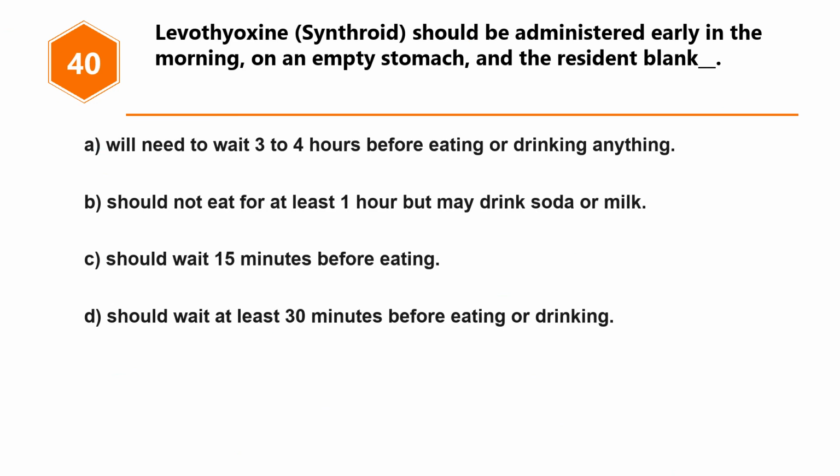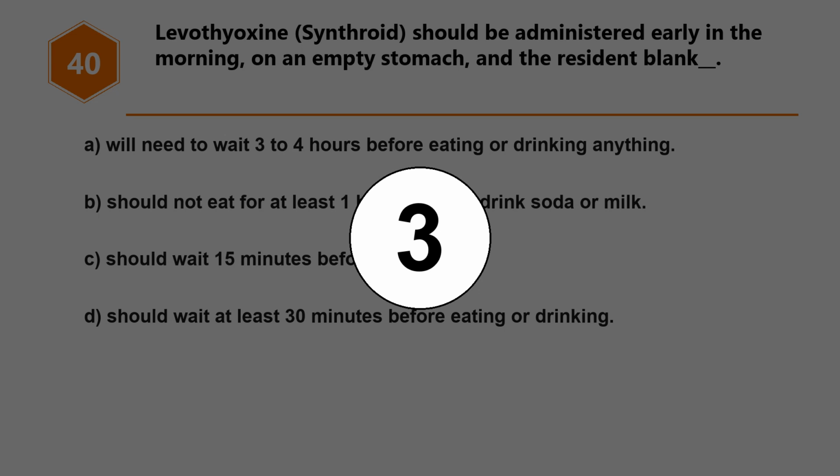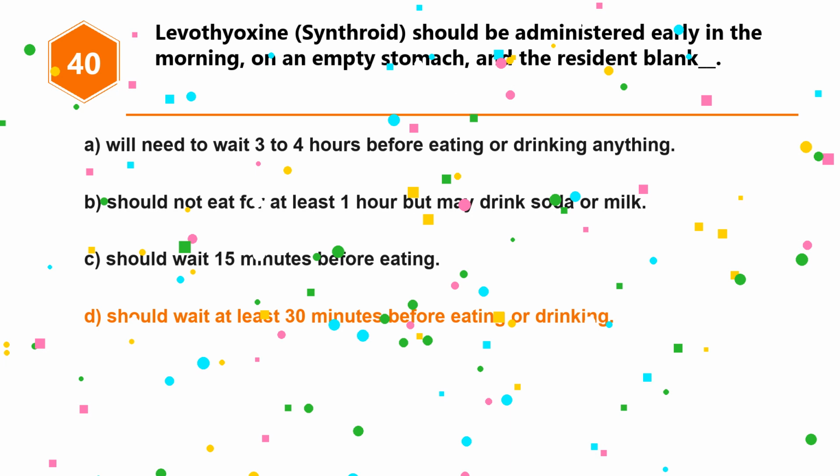Question 40. Levothyroxine, Synthroid, should be administered early in the morning, on an empty stomach, and the resident what? Option A, will need to wait 3 to 4 hours before eating or drinking anything. Option B, should not eat for at least 1 hour but may drink soda or milk. Option C, should wait 15 minutes before eating. Option D, should wait at least 30 minutes before eating or drinking. The correct answer is option D, should wait at least 30 minutes before eating or drinking.